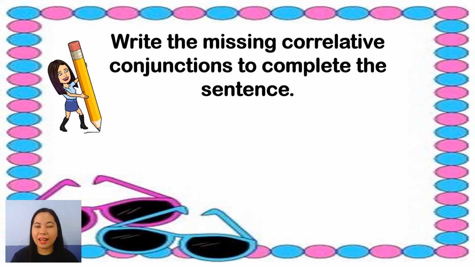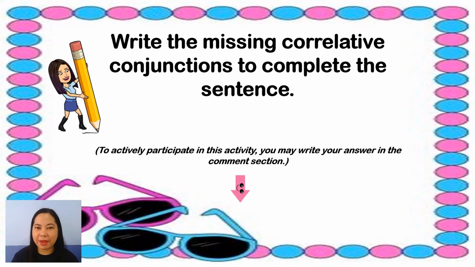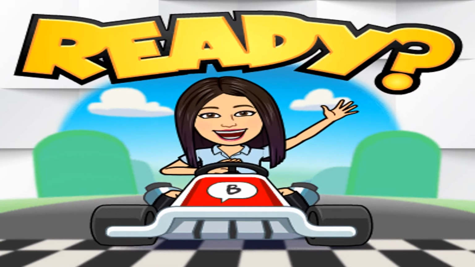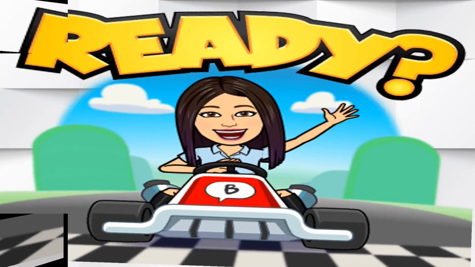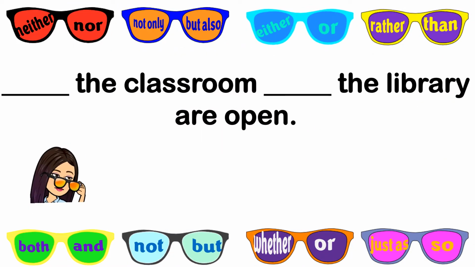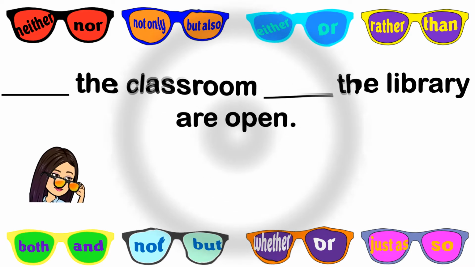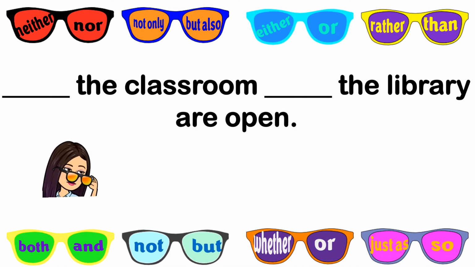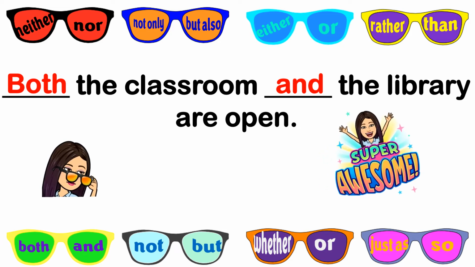Write the missing correlative conjunctions to complete the sentence. To actively participate in this activity, you may write your answer in the comment section. Are you ready? Blank the classroom, blank the library are open. The correct answer is both the classroom and the library are open.